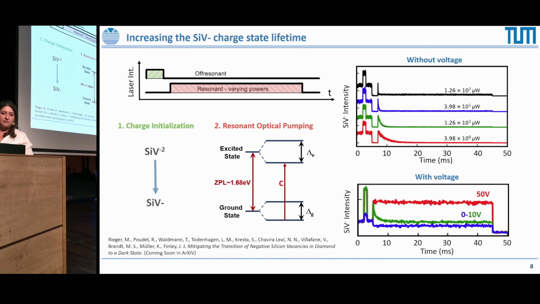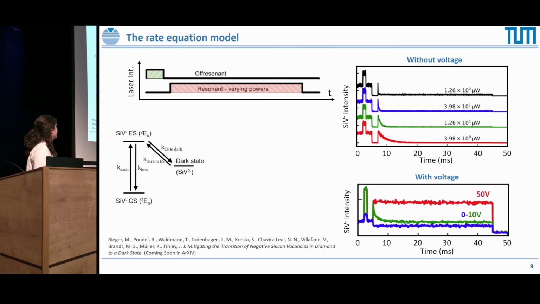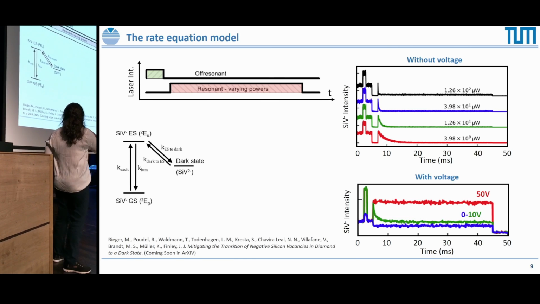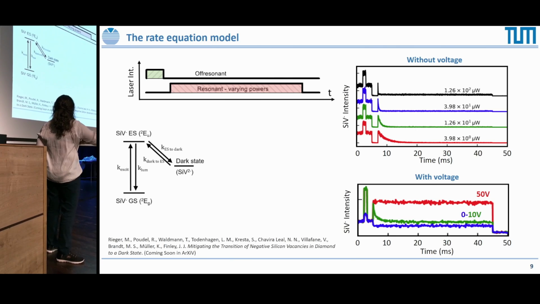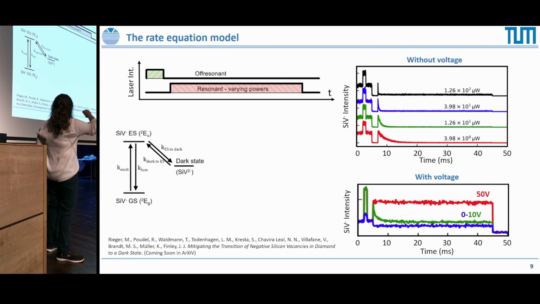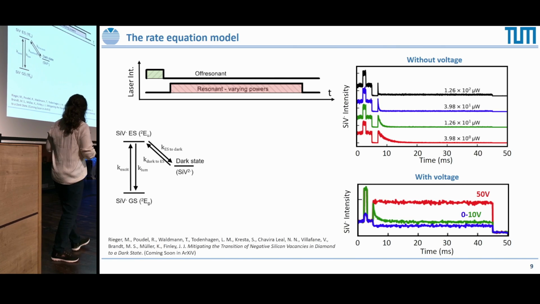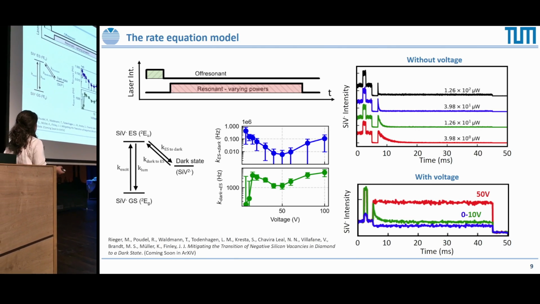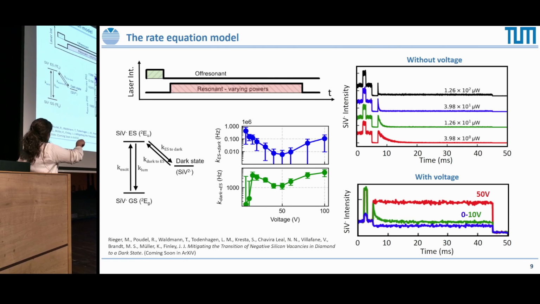We wanted to understand what was going on here, and the first thing Manuel and Nori, sitting there, did was develop this toy model, which is just solving a rate equation model. We have the SiV minus ground state, the SiV minus excited state, and the dark state. We are driving this transition here, and at some point our SiV goes into the dark state, where it doesn't emit any photons anymore. And indeed, they were able to extract from the experimental data these two curves, which refer to the conversion rate.